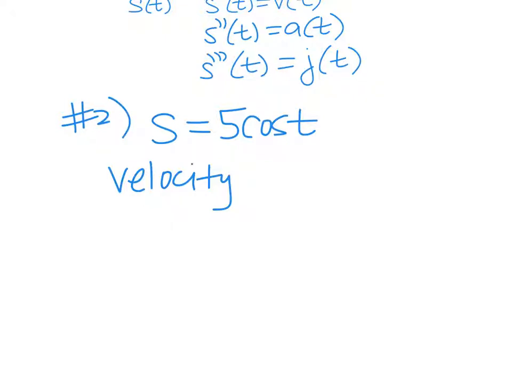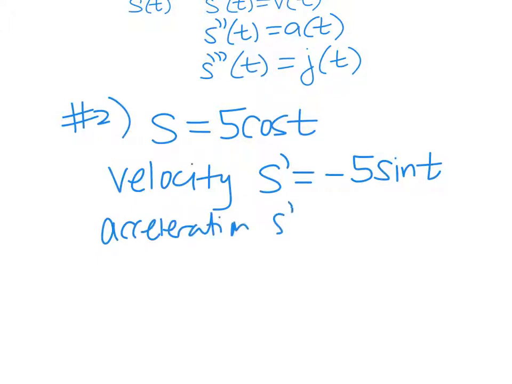They don't give me a specific t, they just tell me to find the velocity. So velocity would be the first derivative. So what's the derivative of 5 cosine t? Negative 5 sine t. Perfect. 5 is just a constant. Leave it out front. Take the derivative of cosine as negative sine. Multiply it. All right, let's find the acceleration now.